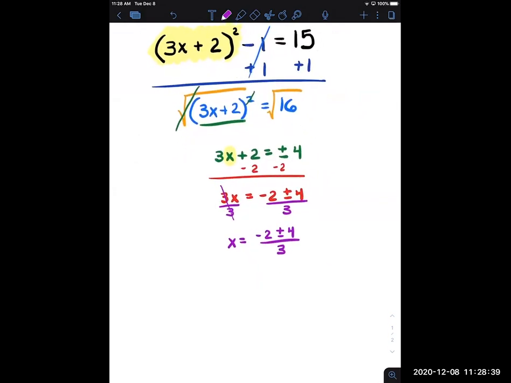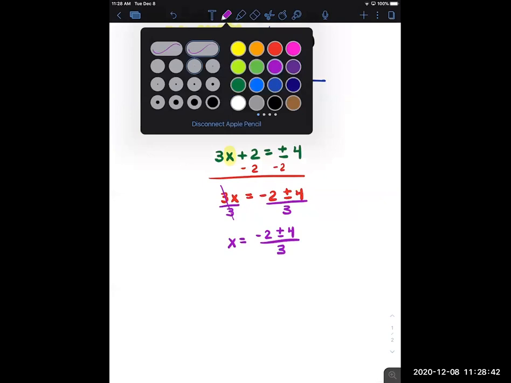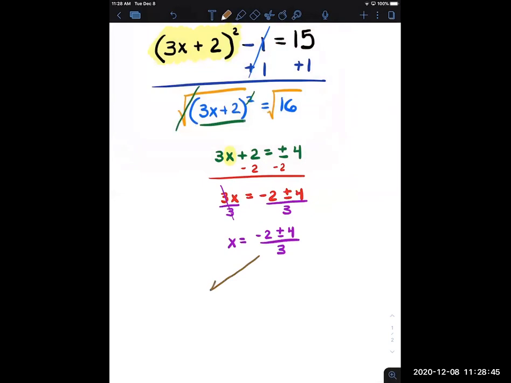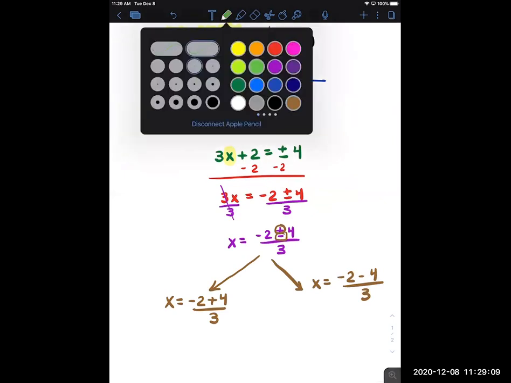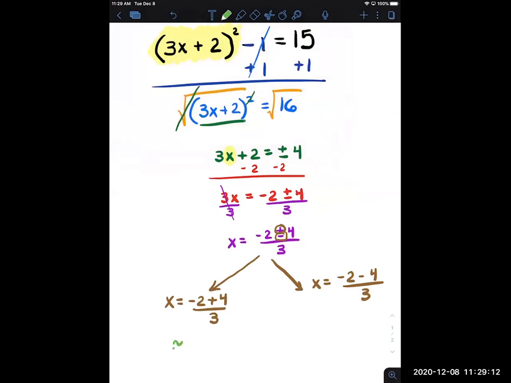Now that we have x by itself, we're going to split up our two answers. So remember, one answer has this plus sign. X equals negative 2 plus 4 divided by 3. The other answer has the minus sign. X equals negative 2 minus 4 divided by 3. Those are our exact answers. Then we just need to put them in Desmos to come up with our approximate answers. So put your squiggly equal signs, and then put those two things in Desmos.